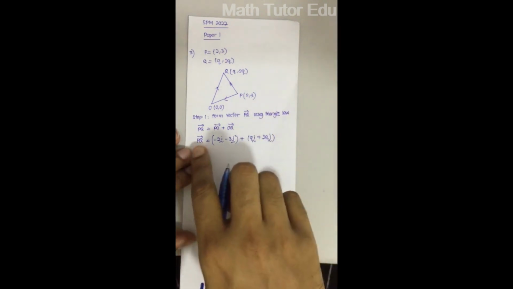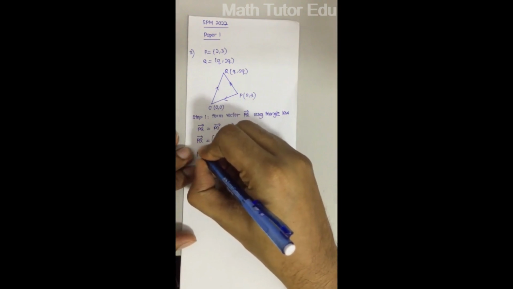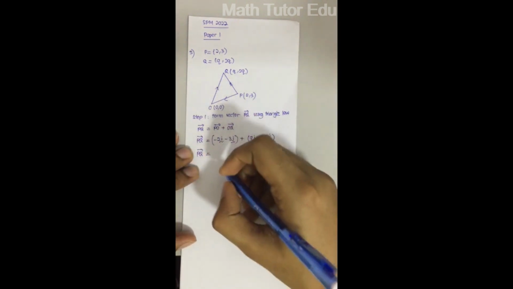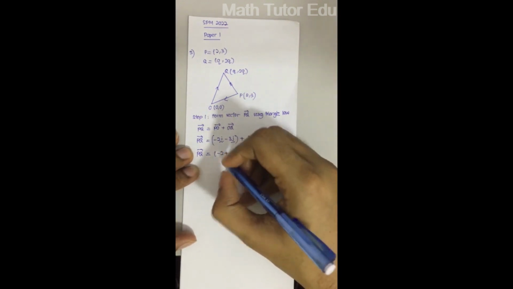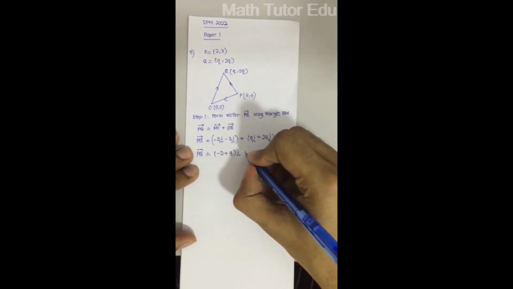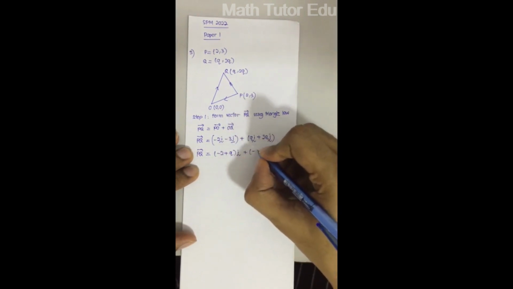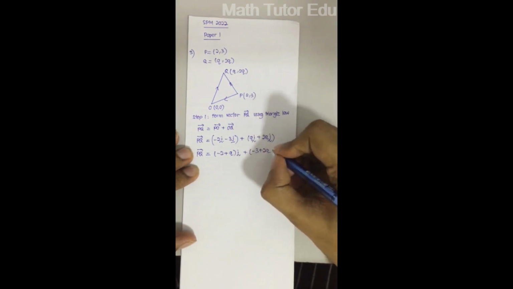So from here you add these two vectors together, and you get vector PQ is equal to (negative 2 plus q) i plus (negative 3 plus 2q) j.